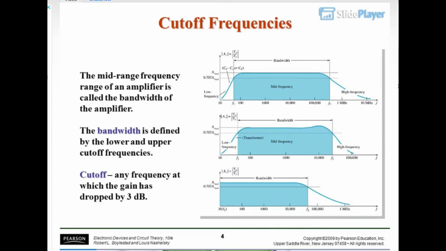3. Cutoff frequencies. The mid-range frequency range of an amplifier is called the bandwidth of the amplifier. The bandwidth is defined by the lower and upper cutoff frequencies. Cutoff is any frequency at which the gain has dropped by 3 decibels.